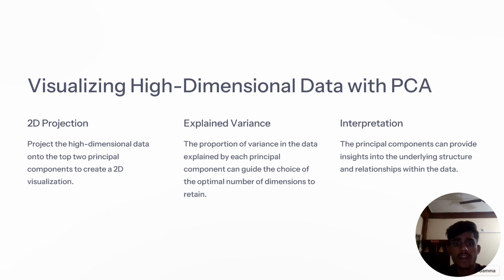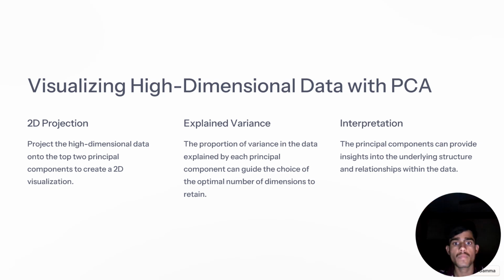Second, explained variance. The proportion of variance in the data explained by each principal component can guide the choice of the optimal number of dimensions to retain. Next, interpretation. The principal components can provide insight into the underlying structure and relationships within the data.